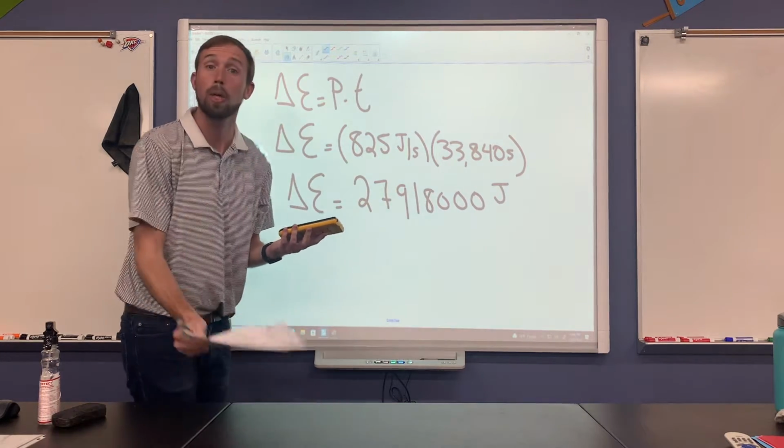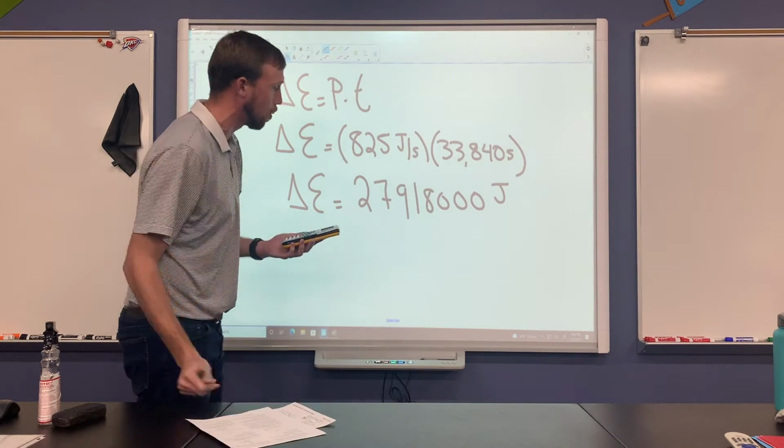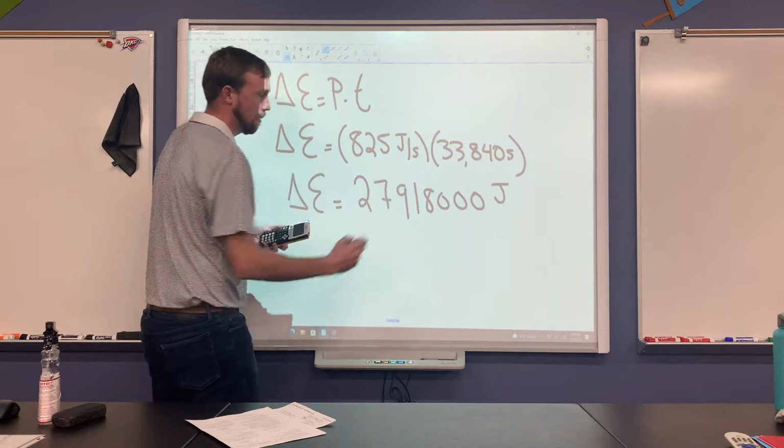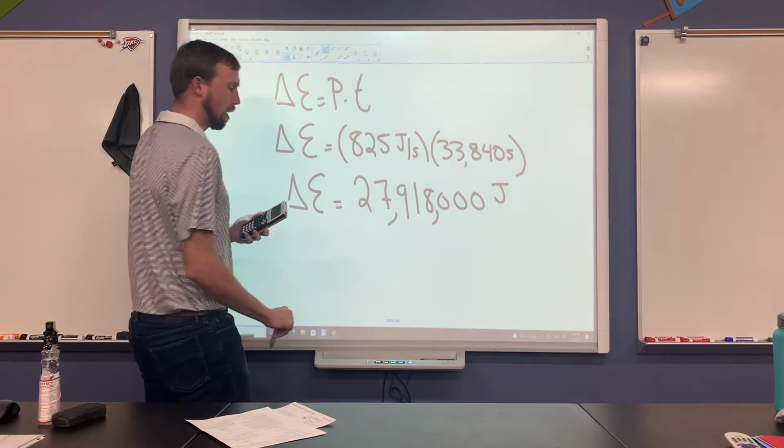Now, I want to make sure I know what units it's wanting. It does say answer in units of J, so answer in units of joules. So I could just type this number in if I wanted to. That would be 27,918,000.